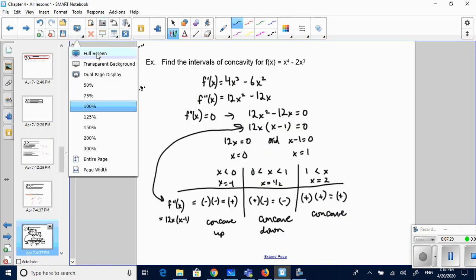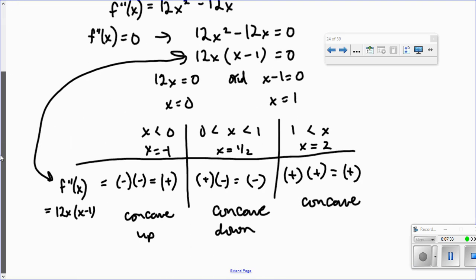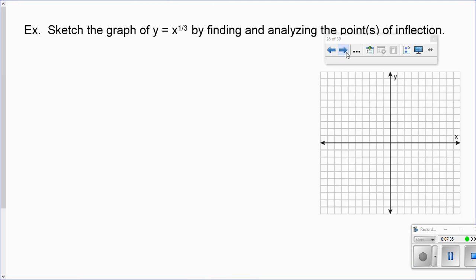Okay, let's take a look at our next example here. We've got this one. Perfect. Let's take a look at our next example here. To sketch the graph, here's a different one we haven't seen. We might want to have Desmos handy so we can get an idea what this looks like by finding and analyzing the points of inflection. So let's take a second and find the second derivative. We'll go to it and I'll be back in a minute.